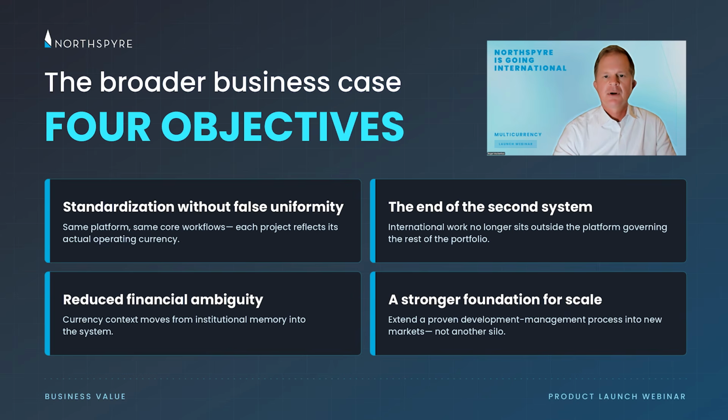Number three, reduced financial ambiguity. Currency context moves from institutional memory into the system. And lastly, a stronger foundation for scale. As the organization expands into new markets, it can extend a proven development management process rather than creating another silo. And all this aligns directly with Northspyre's broader purpose, helping development organizations work more efficiently, reduce financial risk, and scale their operating practices across projects and portfolios.